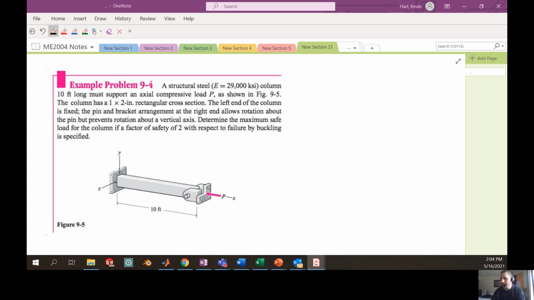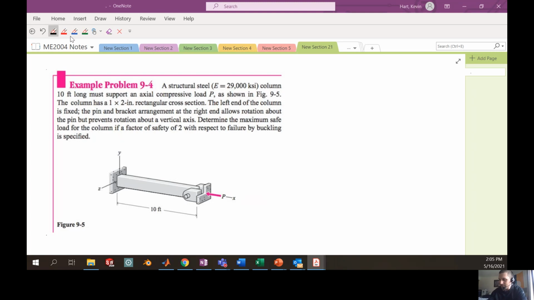All right. So here we see an example where we have a steel member that's in compression along the x direction, and it's a relatively long member, 10 feet long. And it's supporting this axial load. The column has a 1x2-inch rectangular cross-section. The left end of the column is fixed.